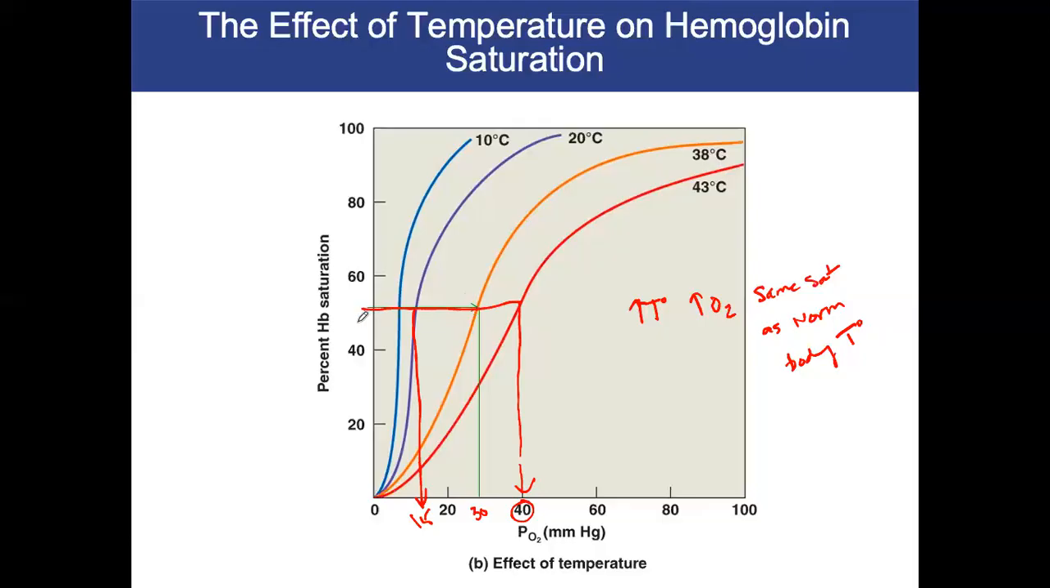You can look at this from a standpoint of hemoglobin, and biochemically how hemoglobin behaves in various temperatures, and that's what this is doing. Or you can look at it in the body and say, okay, when the body has a fever, I'm going to need way more oxygen to get the normal saturation. When the body is in a cold environment, let's say going through hypothermia, I'm going to need way less oxygen to get the same level of saturation.